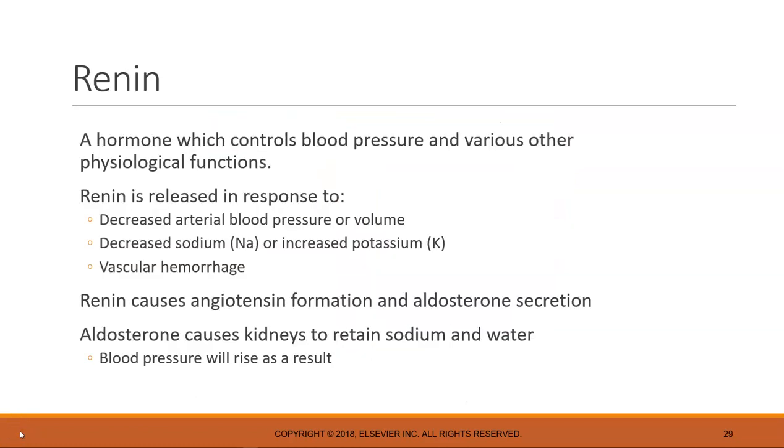Renin is a hormone which controls blood pressure and various other physiological functions. Renin is released in response to decreased arterial blood pressure or volume, decreased sodium or increased potassium, and vascular hemorrhage. Renin causes angiotensin formation and aldosterone secretion. Aldosterone causes the kidneys to retain sodium and water. This will then cause the blood pressure to rise.